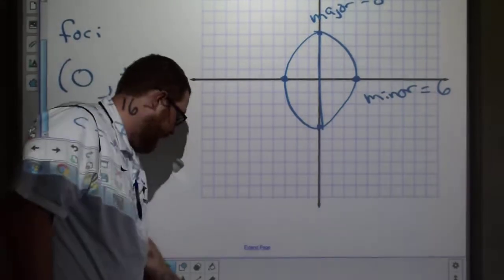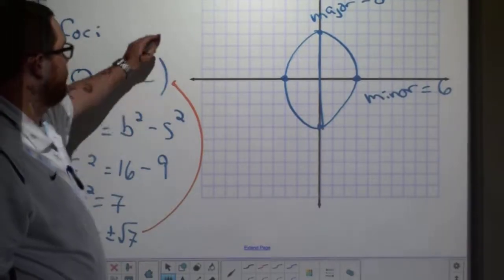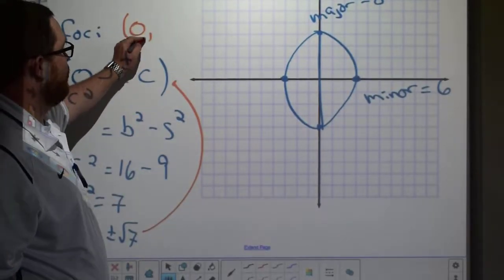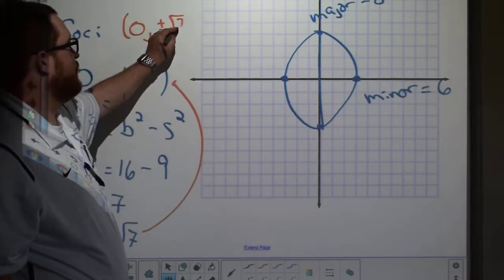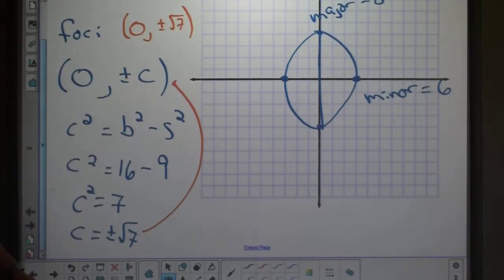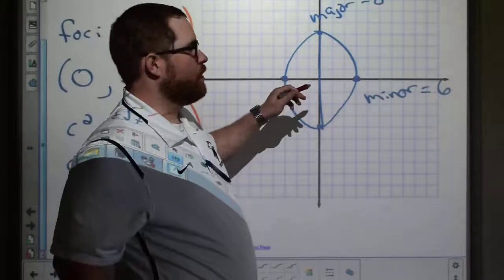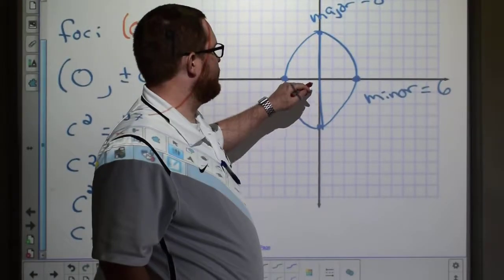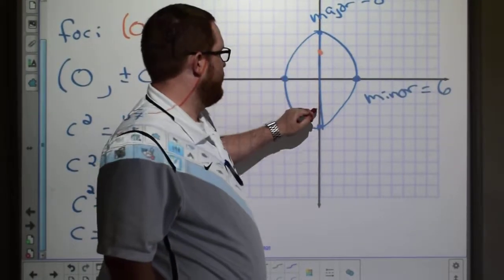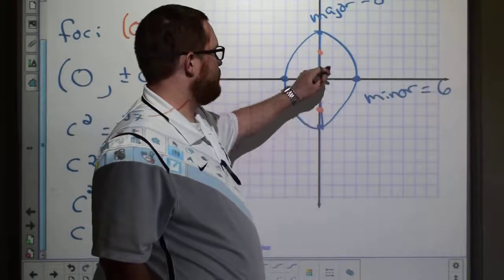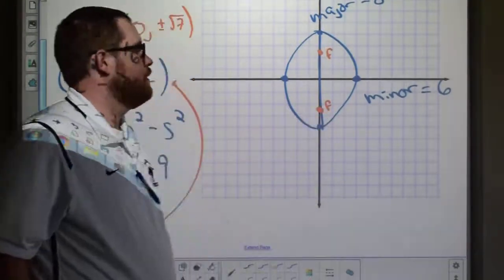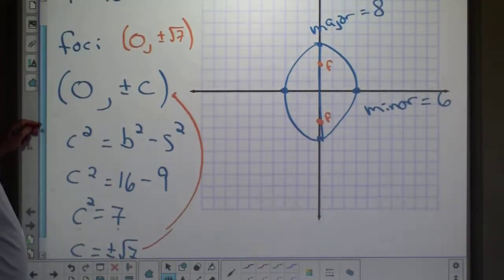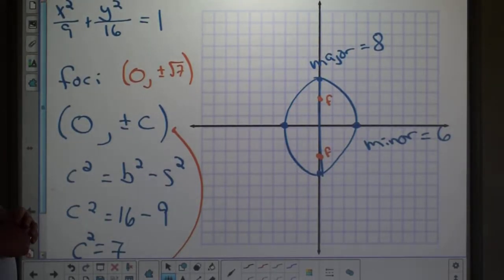But remember, I have to make sure I use the right formula. So the foci are really 0, comma, plus or minus the square root of 7. So they're going to be, square root of 7 is a little bit more than 2 and less than 3, so somewhere in there and somewhere in there. Major axis, minor axis, foci.